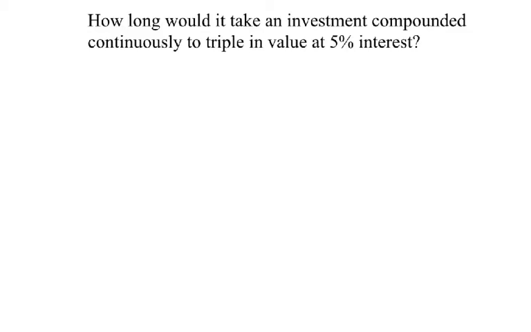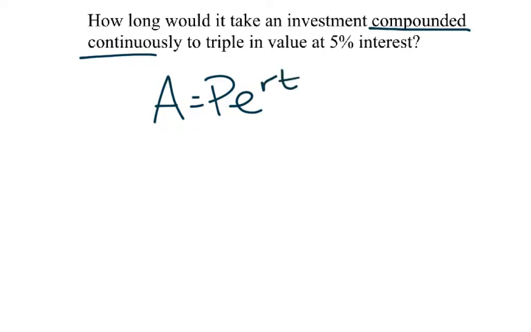Okay, so a lot of times on the EOC and even on the ACT, they like to have questions like this. So how long would it take an investment compounded continuously? So this is the only time you use the PERT formula because it says compounded continuously. We want to know how long it will take to triple in value. So because it doesn't give us a starting amount, let's just say $1. So we're going to start off with $1. If we want $1 to triple, it needs to equal $3. That's how you triple a dollar. Alright, my rate is going to be 0.05, and I don't know my x value.